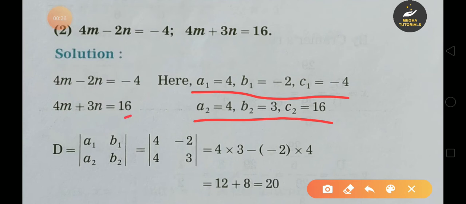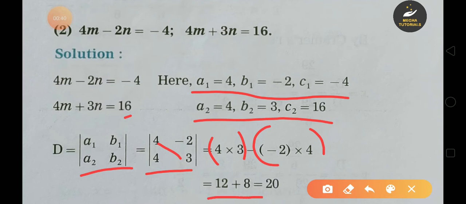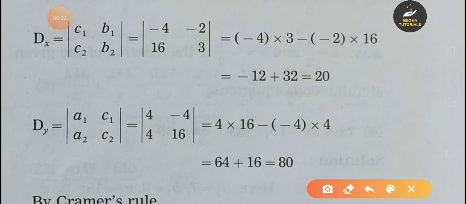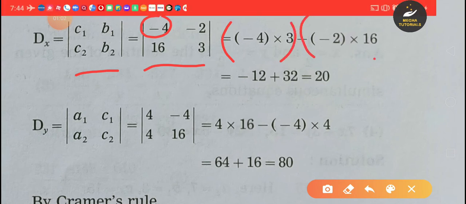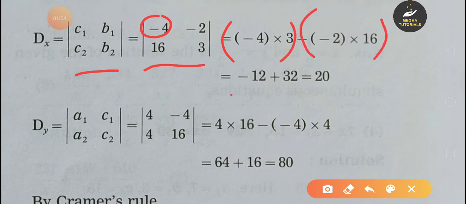Okay. Then d is a1 a2 b1 b2. After putting the values: 4, 4, minus 2, 3. So we'll start from 4 into 3 minus 2 into 4. So you will get 12 plus 8, which is 20. Then dx is equal to c1 c2 b1 b2, which is minus 4, 16, minus 2, 3. We have to start from minus 4. So minus 4 into 3 minus 2 into minus 16. So we can get minus 12 plus 32 is equal to 20.